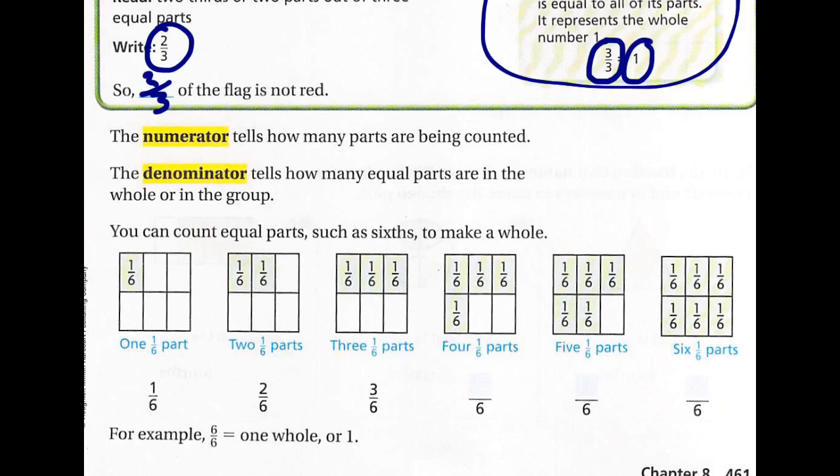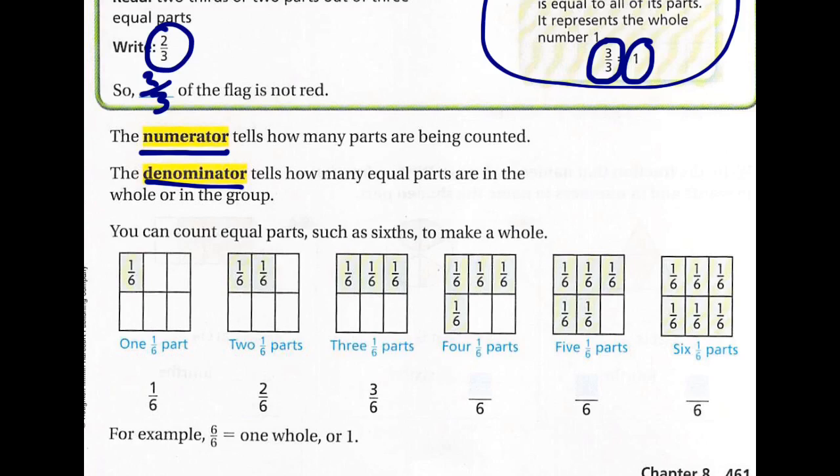Okay, again, I think we talked about this a couple times already in the other lessons, but the numerator tells you how many parts are being counted. That's the number on the top. And the denominator tells you how many equal parts are in the whole thing, or in the whole group. That's the number on the bottom, the denominator.